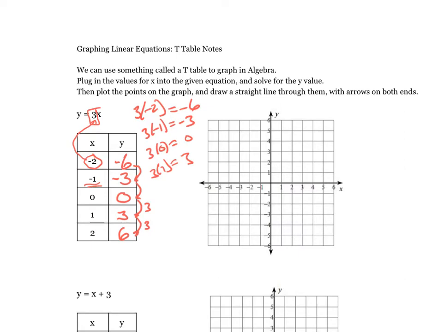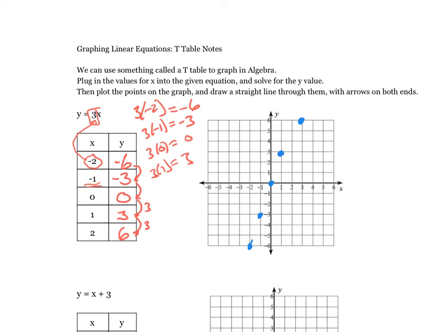Now you can simply graph those points on the graph to the right. So negative 2, negative 6 would be down here. Negative 1, negative 3 would be here. 0, 0 would be here. 1, 3 would be here. And 3, 6 would be here.